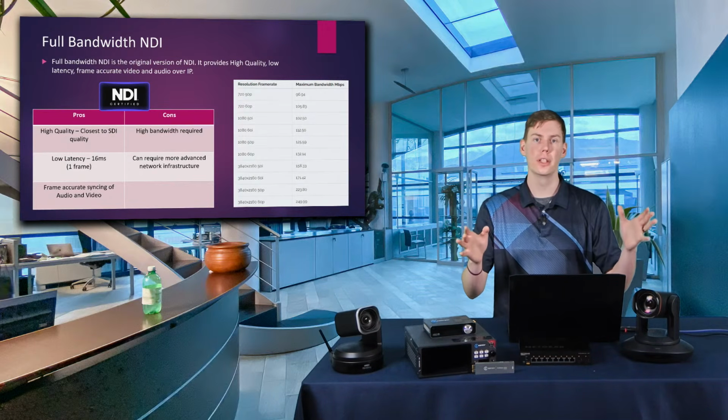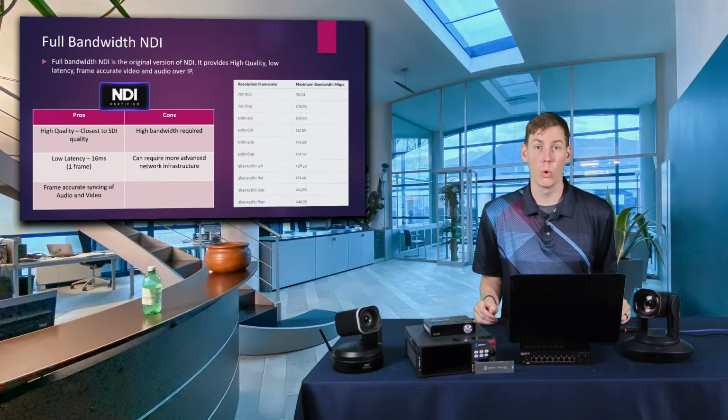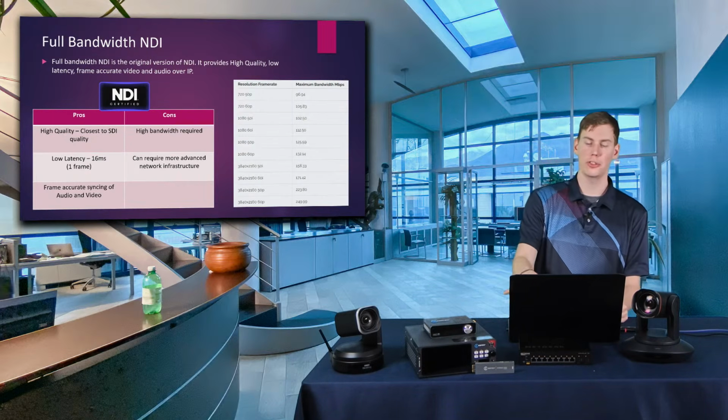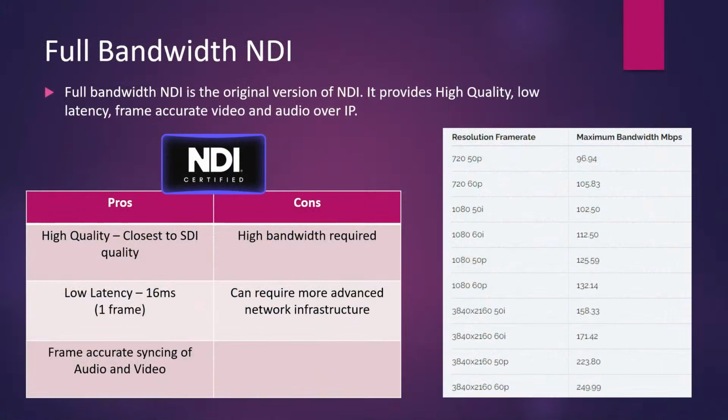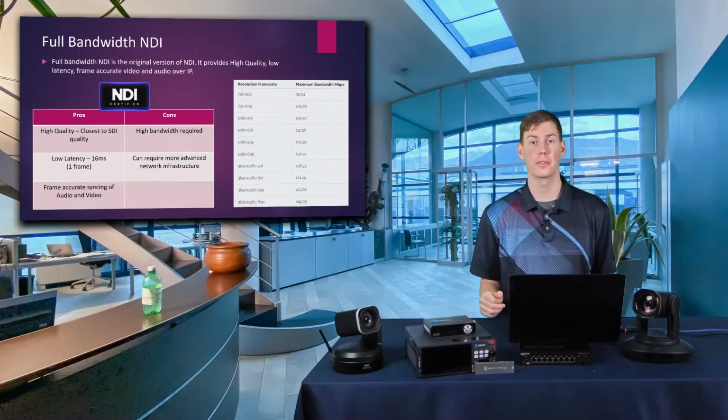A standard network is probably going to be a 1 gig network. And if we look at this chart on the right here, if we can bring this up full screen, you'll see that at 1080, 60 frames per second, we're looking at about 132 megabits per second of bandwidth per source. So if you want to use, let's say 4 or 5 cameras and use full bandwidth on a 1 gig network, you are going to be maxing out your network very, very, very quickly.